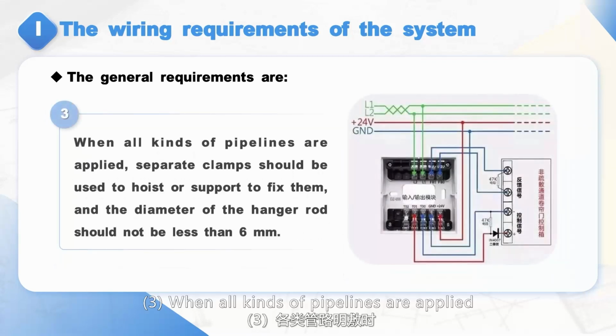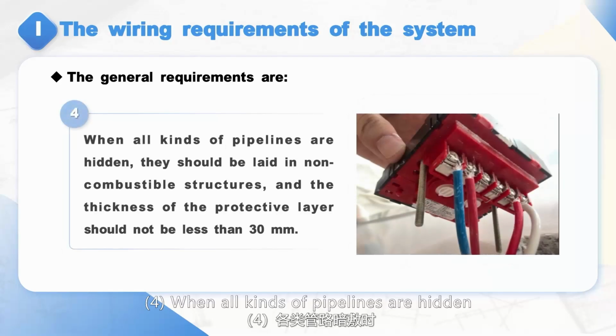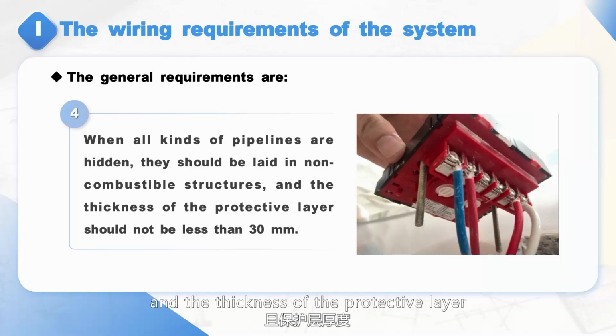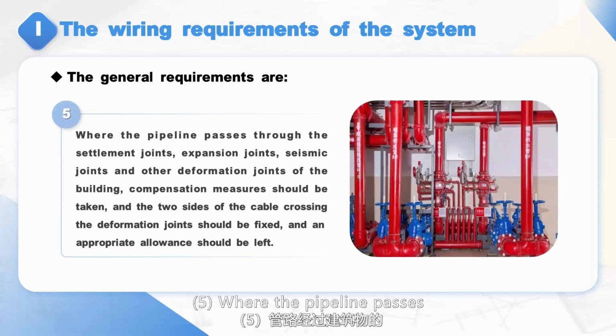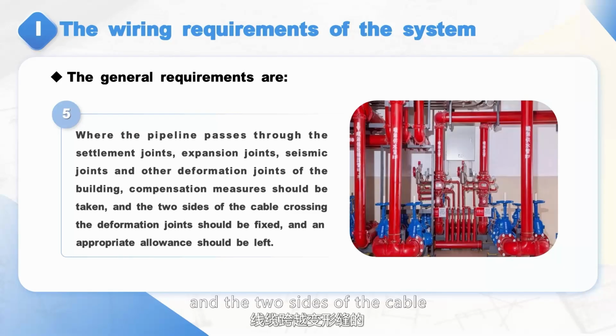3. When all kinds of pipelines are applied, separate clamps should be used to hoist or support to fix them, and the diameter of the hanger rod should not be less than 6 mm. 4. When all kinds of pipelines are hidden, they should be laid in non-combustible structures, and the thickness of the protective layer should not be less than 30 mm. 5. Where the pipeline passes through the settlement joints, expansion joints, seismic joints, and other deformation joints of the building, compensation measures should be taken, and the two sides of the cable crossing the deformation joints should be fixed, and an appropriate allowance should be left.